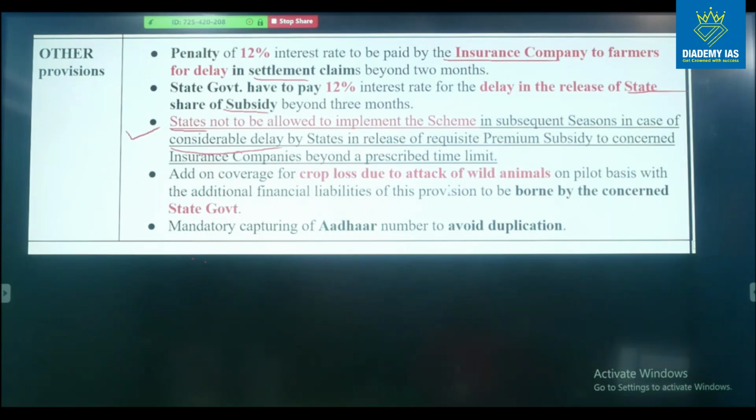Then if there is an attack by the wild animals, this can be covered, but the cost will be borne by the state government, and Aadhaar is used for avoiding the duplication.